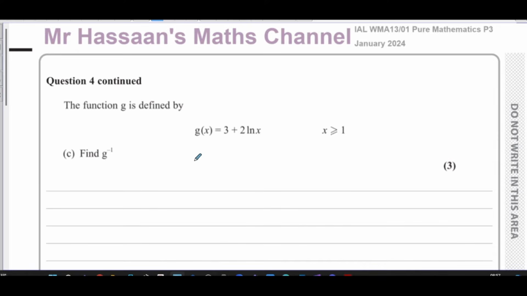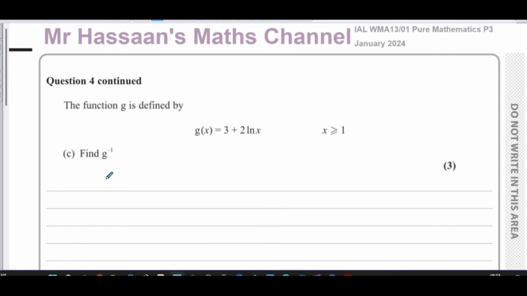Unless it says find an expression for the inverse function, which is quite common in, say, Cambridge questions. In that case, you only find the algebraic expression. You don't need to write down the domain. But if it says find the inverse function, that implies you should also state the domain of the inverse function. Okay, so that's important.